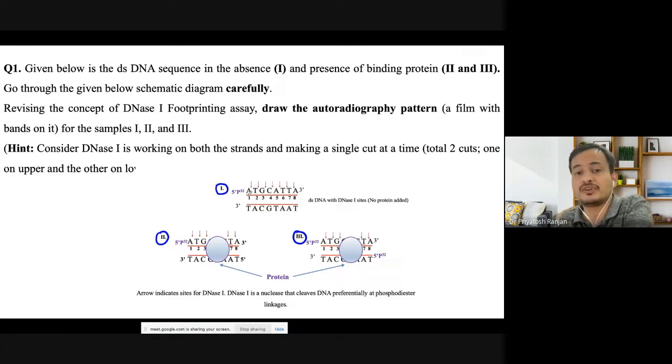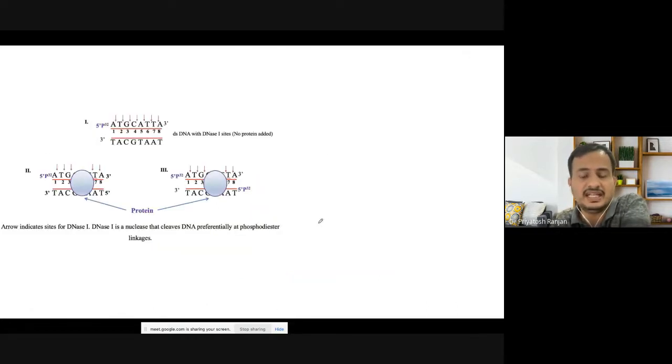we are going to get a signal only from the first A, which is carrying a P32. In the second case, I'm going to get a signal from AT, in which the P32 is carried at the 5' end. At some time, we are going to get signals from AT, GC, ATT, because this is the one which is present at the 5' end. The same holds true for the second and third. So look at this picture very carefully, and then try to draw the autoradiography pattern for the first, second, and third.